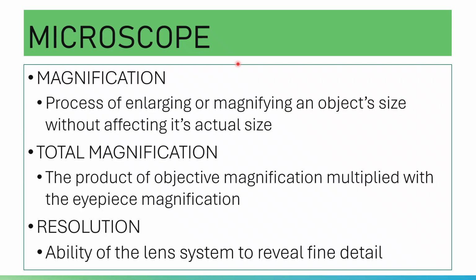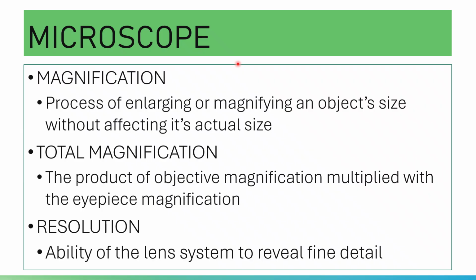Again, magnification is the process of enlarging an object's size without affecting the actual size. In magnification, you are producing an enlarged image of the object. So imagine this is the object. It is small, but when you magnify, it looks larger.